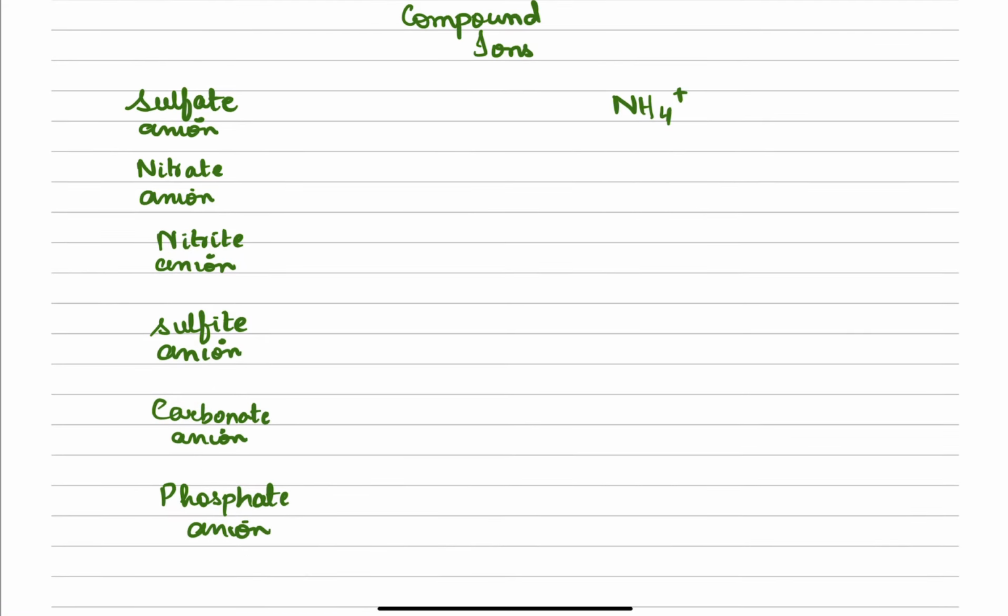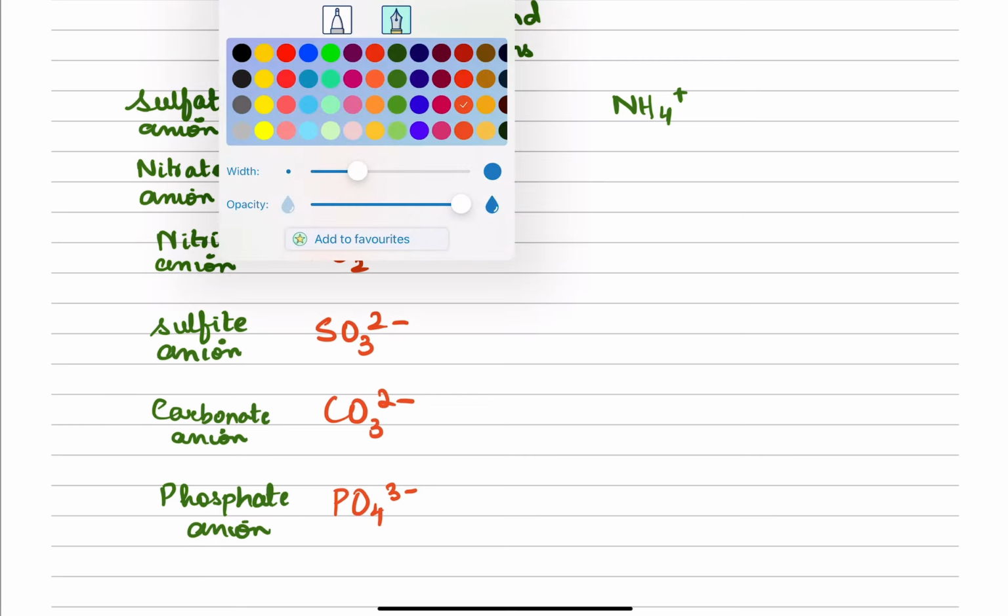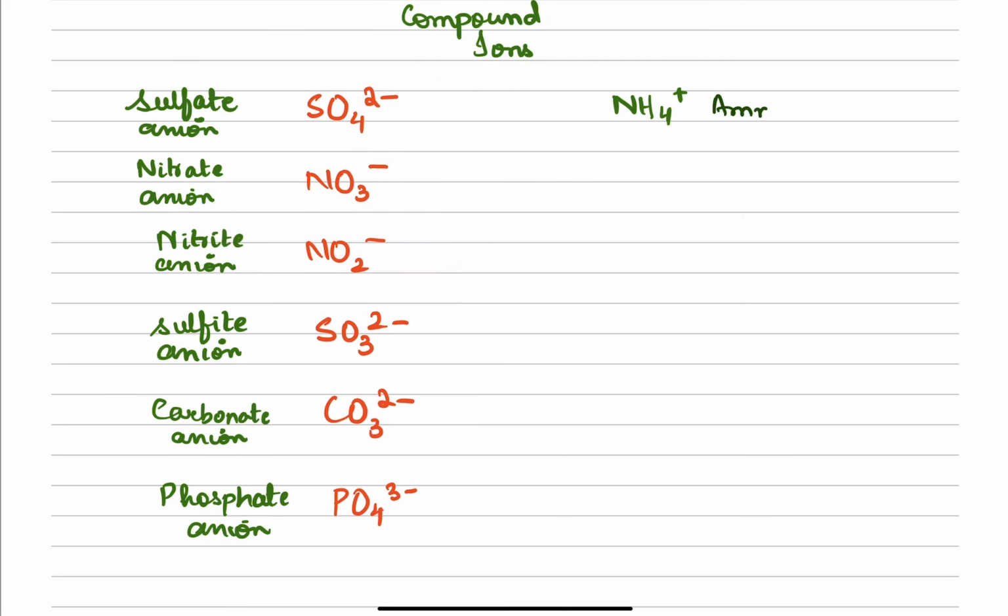One such compound ion is the sulfate anion, SO4 2 minus. Nitrate anion, NO3 minus. Nitrite anion, NO2 minus. Sulfite anion, SO3 2 minus. Carbonate anion, CO3 2 minus. Phosphate anion, PO4 3 minus. Ammonium cation, NH4 plus. These are the compound ions that are in your syllabus, and you need to know them in order to solve future calculations.